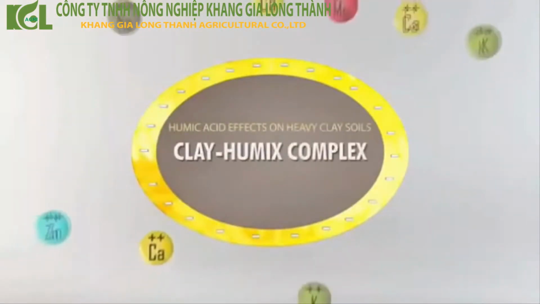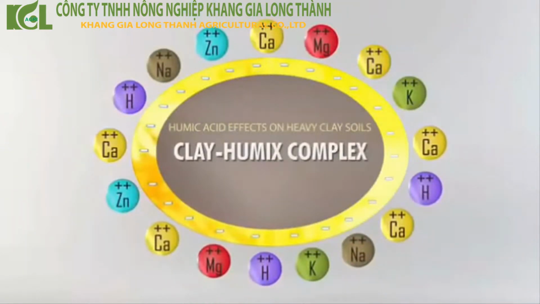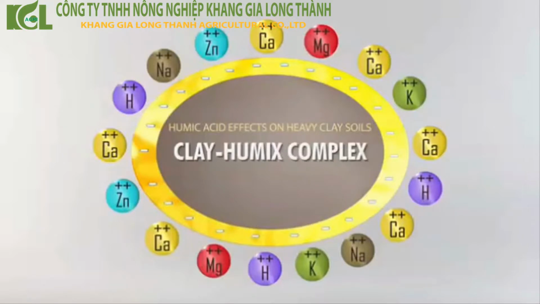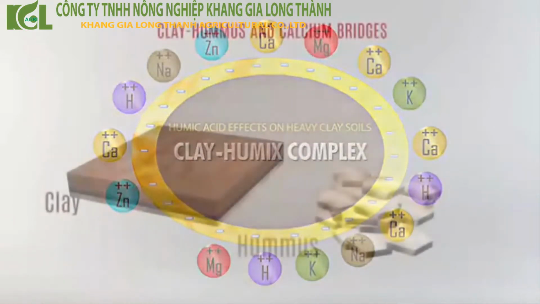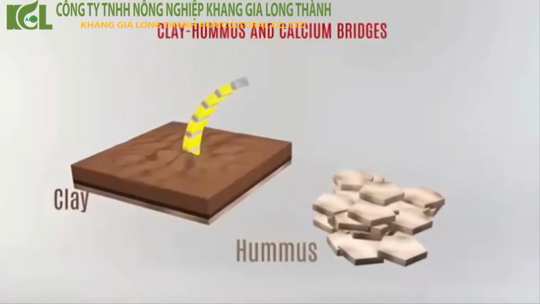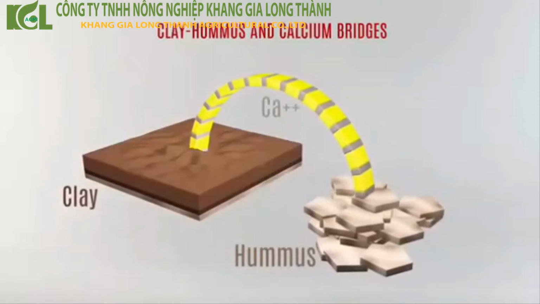In heavy clay soils, humic acids form clay-humic acid colloids and improve soil cation exchange capacity, CEC, and they hold macro and microelements in plant-available forms. Humic acids create calcium clay bridges in soil. With that, they increase soil permeability and nutrient holding capacity.